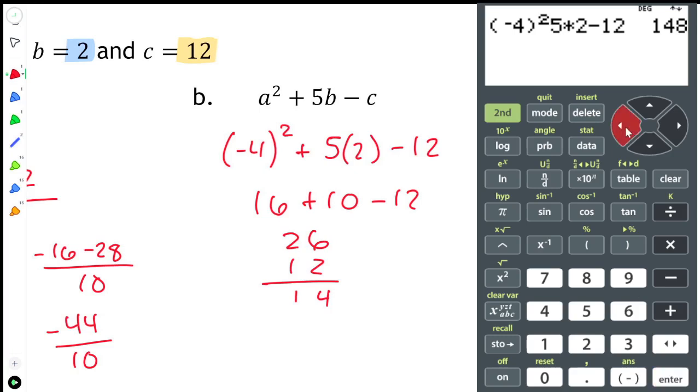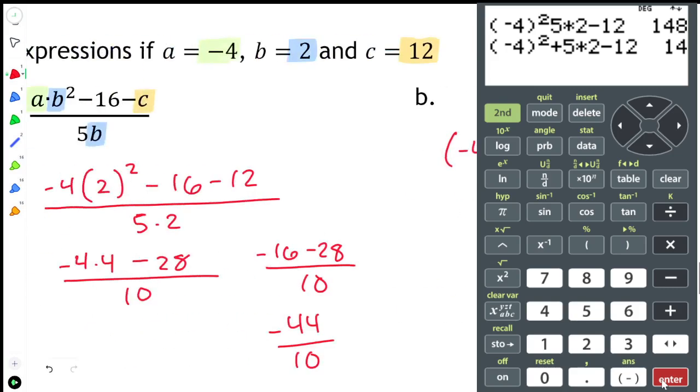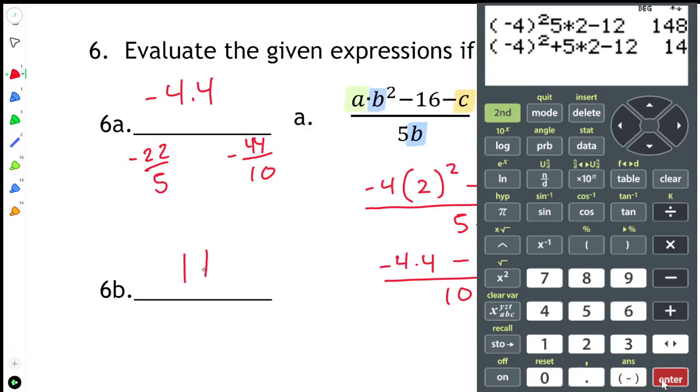I see my problem. My problem is that in this expression, I was supposed to add this, so I'm going to do a quick insert and a plus. So this is correct now. Negative 4 squared plus 5 times 2 minus 12, and I get an answer of 14, which, big relief, because that's what I thought the answer would be. So positive 14 is the value of that expression when fully evaluated.